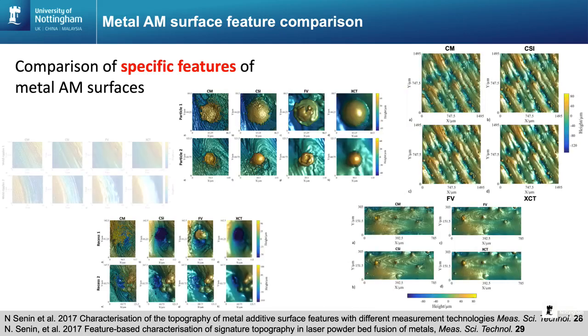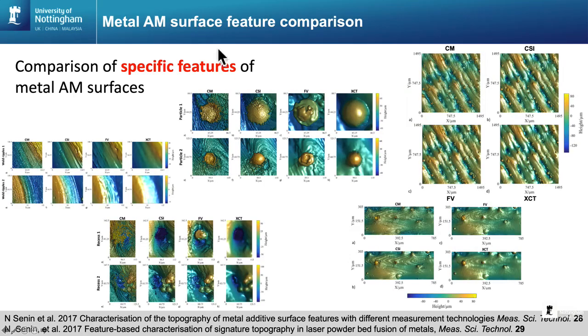And if we home in on some of the actual features that we see, here we can see a spatter particle, and we get very different results. Despite the statistical average probably being approximately the same over the whole surface, the measurement of the specific features is giving us quite significant measurement uncertainty.